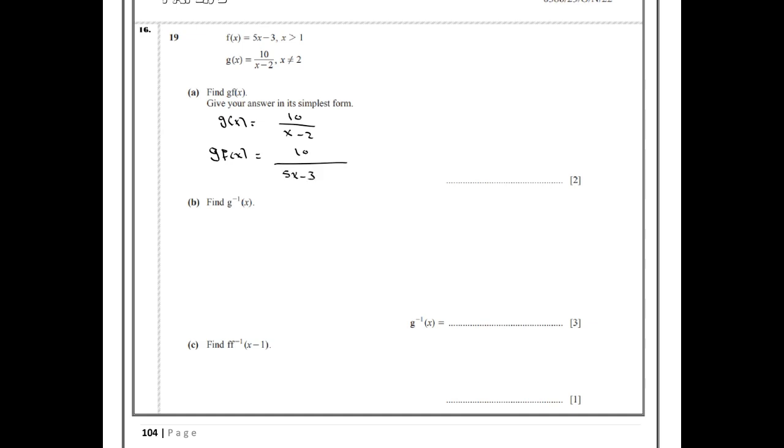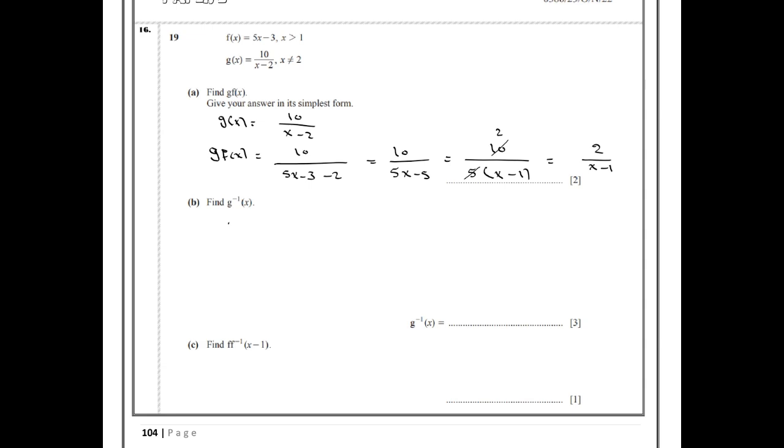g f of x equals 10 over 5x minus 3 minus 2. It means 10 over 5x minus 5. By factorization, we can take the 5 common factor, x minus 1. 10 over 5 equals 2, so the final answer is 2 over x minus 1. The second question, find g negative 1 of x.